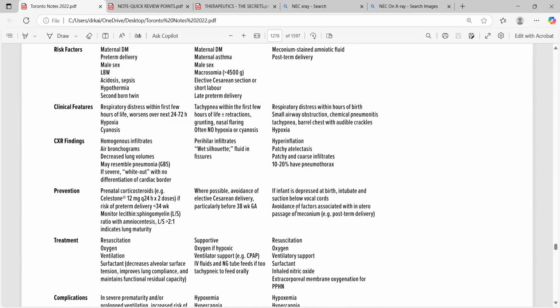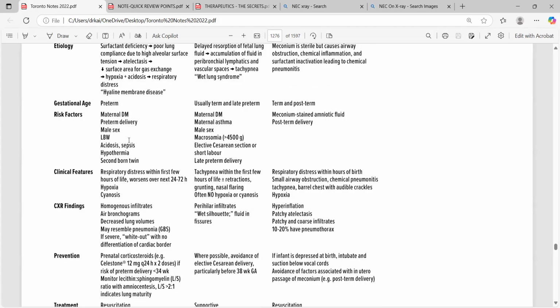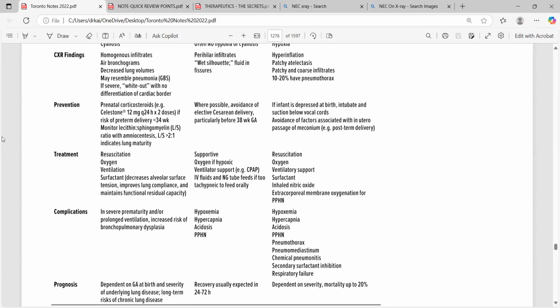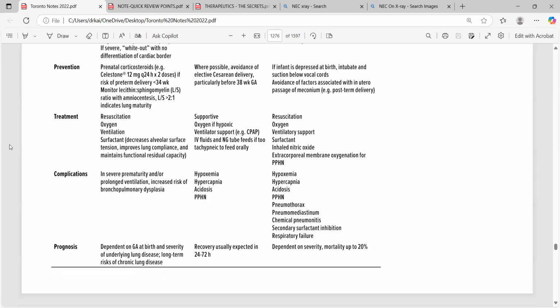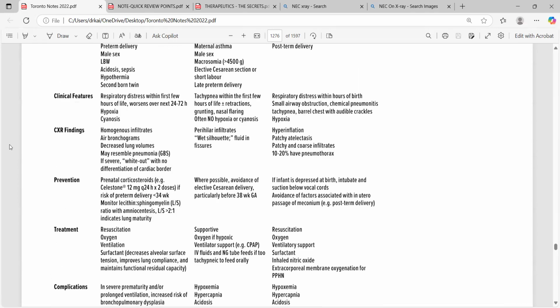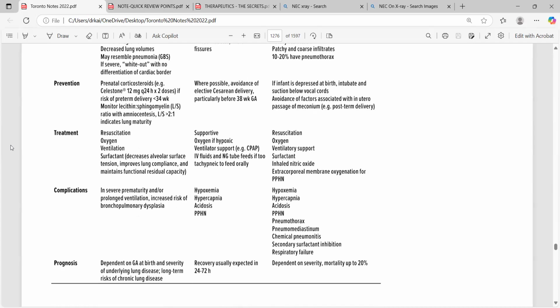Okay. So the main thing that you need to know here is the risk factors. How do the clinical features look, so you are able to make the diagnosis, then chest X-ray, then the treatment, and then prevention, and then complications. Okay, so you don't need to worry about the prognosis, and you don't need to worry about etiology.